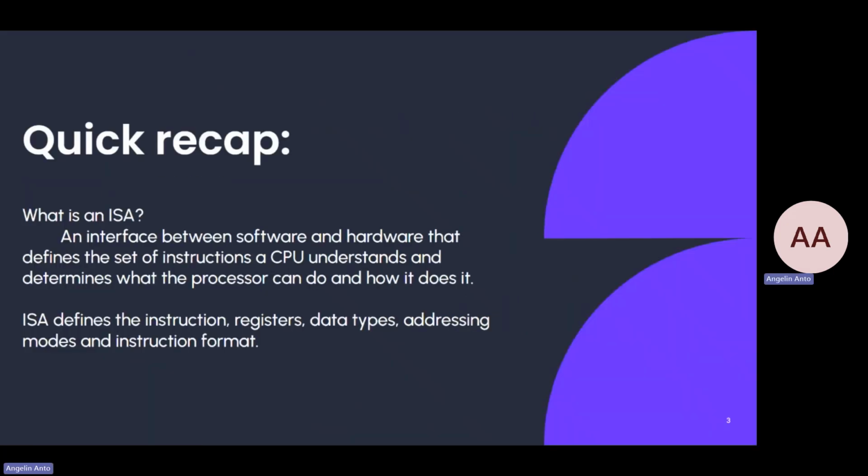What is an ISA? An ISA, very simply, is like an interface between software and hardware. So it's like a very specific set of instructions that a CPU would understand. And based on that, it can define what a processor can do and the method by which it does it. Beyond this, you can also define how the registers, the internal storage, would be accessed or how they'll move around. You can define data types, addressing modes, and any specific instruction format. So this is what an ISA is.